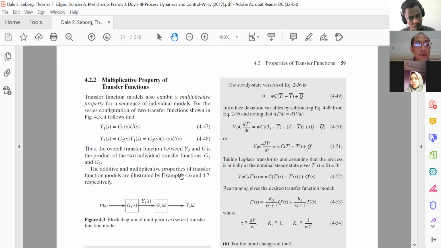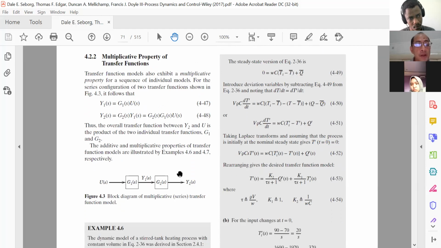If you have transfer functions in series, like figure 4.3, then y2 will be equal to g2 times y1, and y1 will be equal to g1 times u, so y2 over u will be equal to g1 times g2. This is what you can see from equation 4.48.